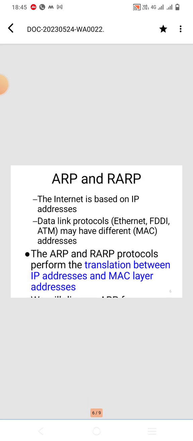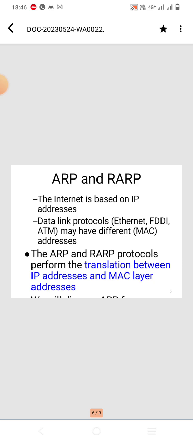ARP is nothing but, so it is internet based. The internet is based on the IP protocol. It is nothing but the data link protocol, which is Ethernet, FDDI. You all know what is FDDI. FDDI is nothing but the Fiber Distributed Data Interface. Also it can be ATM, Asynchronous Transfer Mode. So it may have a different MAC address.